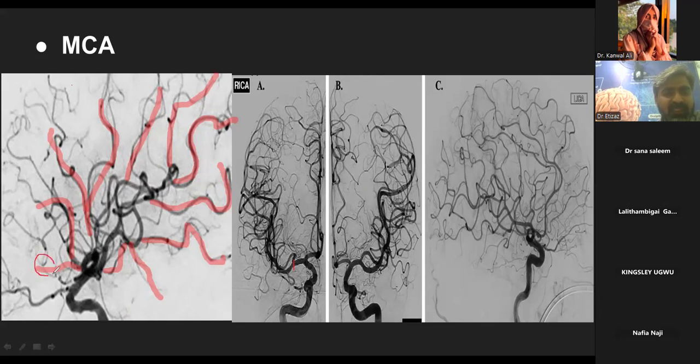So this is which artery? Lateral orbitofrontal. Excellent. This is orbitofrontal. This is which artery? Ascending frontal. Ascending frontal or prefrontal, you can say. Excellent. This is which artery? Anterior parietal. It is not anterior parietal. This is parietal area. This is frontal area.